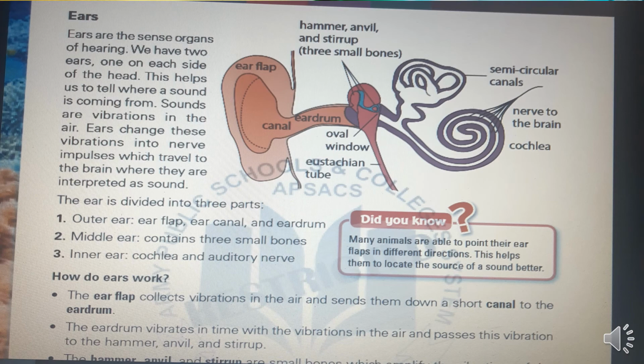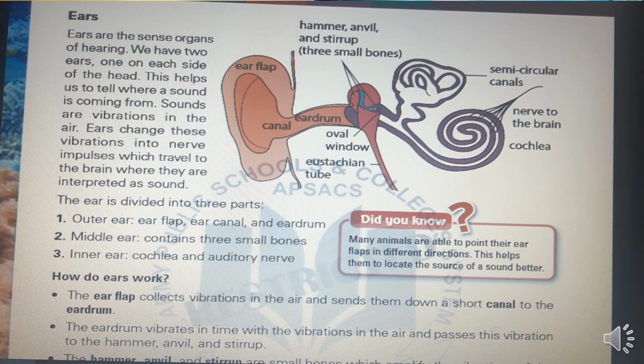You can see our ear has been divided into 3 parts: outer ear, which consists of ear flap, ear canal, and eardrum, as you can see in the diagram. Then middle ear, which contains 3 small bones, shown in the picture, named hammer, anvil, and stirrup. Then inner ear, which consists of cochlea and auditory nerve, which is also shown in the diagram.